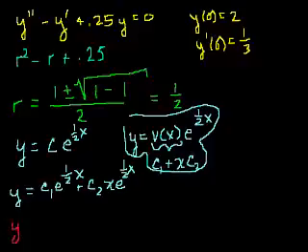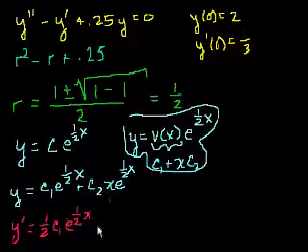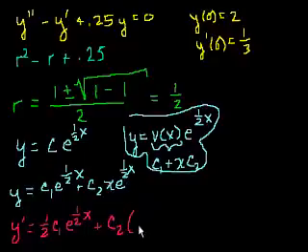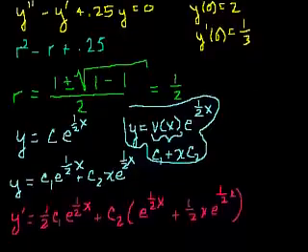So y prime is equal to 1/2 c1 e to the 1/2 x plus, now this becomes a little bit more complicated. We're going to have to use the product rule here. So plus c2 times derivative of x, which is 1, times e to the 1/2 x. That's the product rule. Plus the derivative of e to the 1/2 x times x. So that's 1/2 x e to the 1/2 x. Or we can write, I don't want to lose this stuff up here.